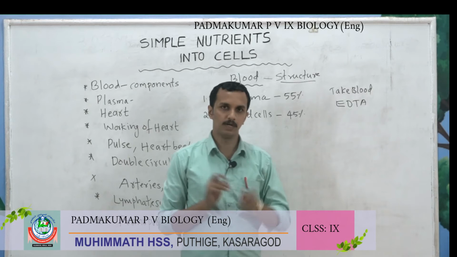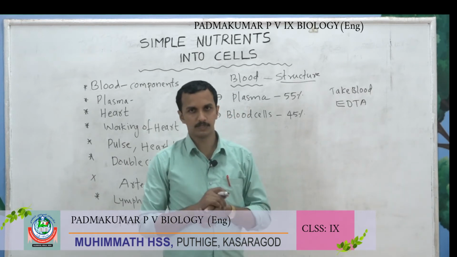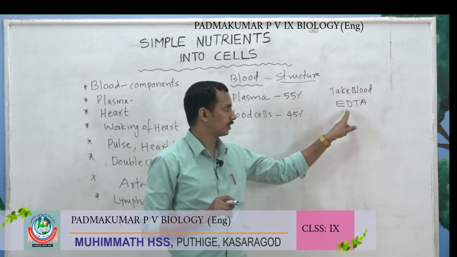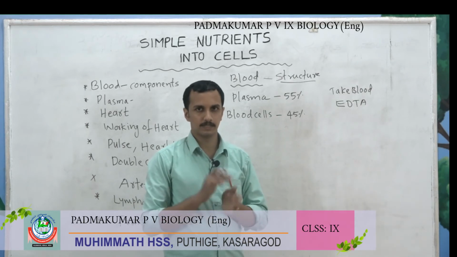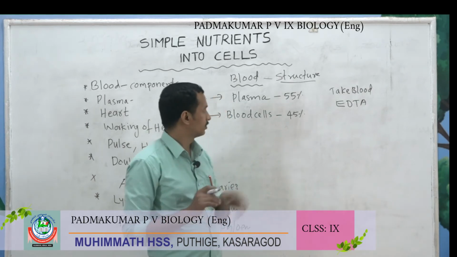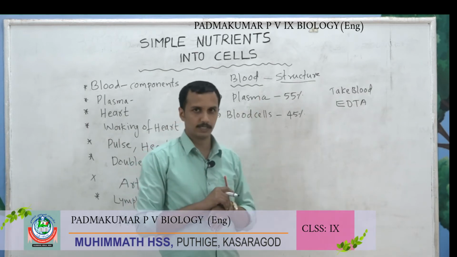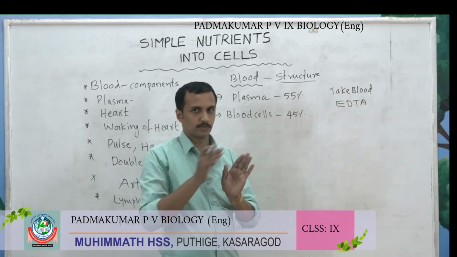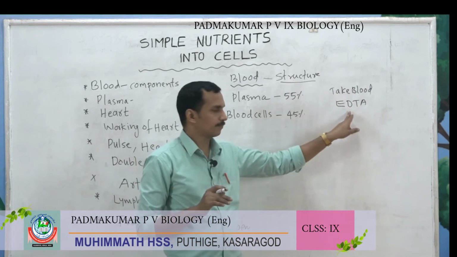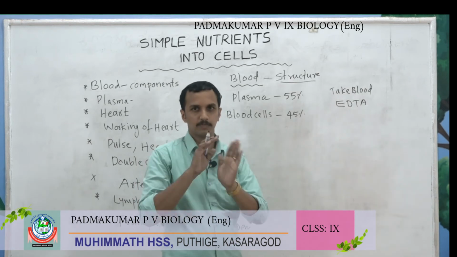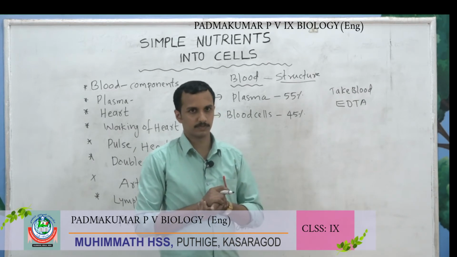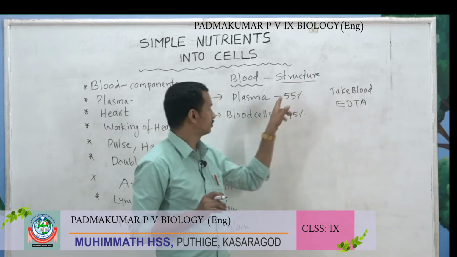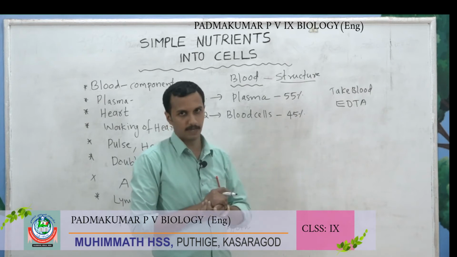Take blood sample in a clean test tube. Then you have to add a little amount of EDTA. That is a chemical. It is used to separate plasma and blood cells. In different types of laboratories, we use it as an anticoagulant. That means it prevents the blood clotting process. So we are using it here just to separate plasma from blood cells.